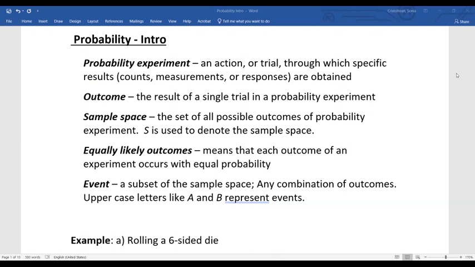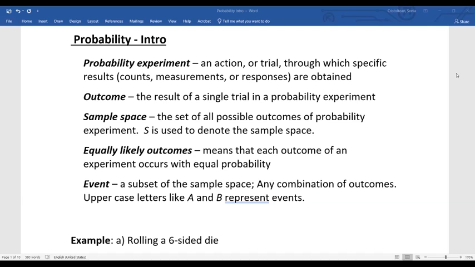Hello, in this video, we will talk about probability. This is the first video in this probability chapter. So whenever we start a new chapter, we talk about the terms or the terminology used with that topic.